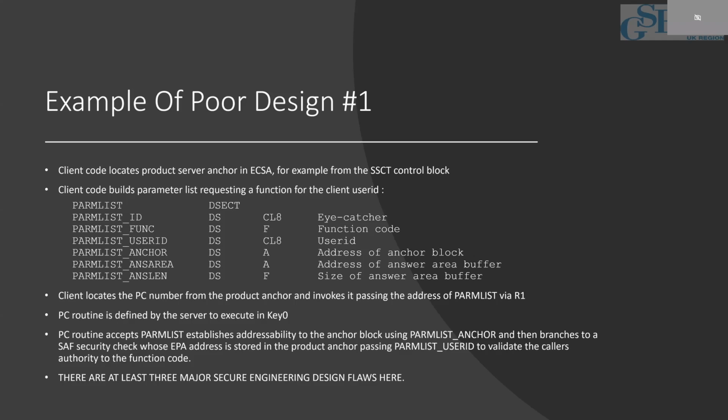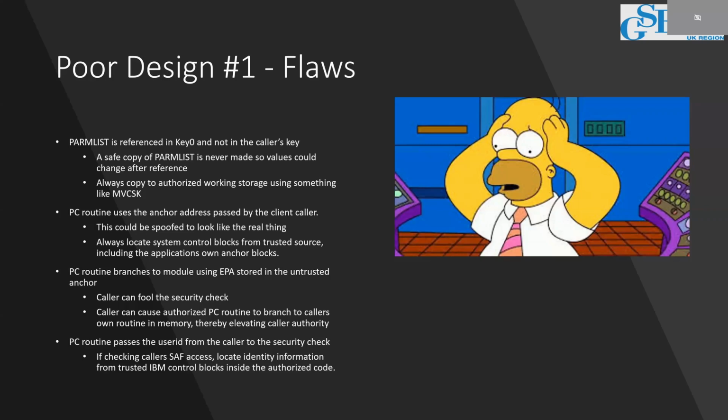Now, I've seen code like this out in the wild. I've seen it on CBT tape sort of style, public domain as well, and I've seen it at sites where someone has come along and they've written a bit of code and it's been running there. There are at least 3 major secure engineering design flaws inside this little bit of scenario, and we'll just go through them. Okay, so parm list is referencing key 0 and not in the caller's key.